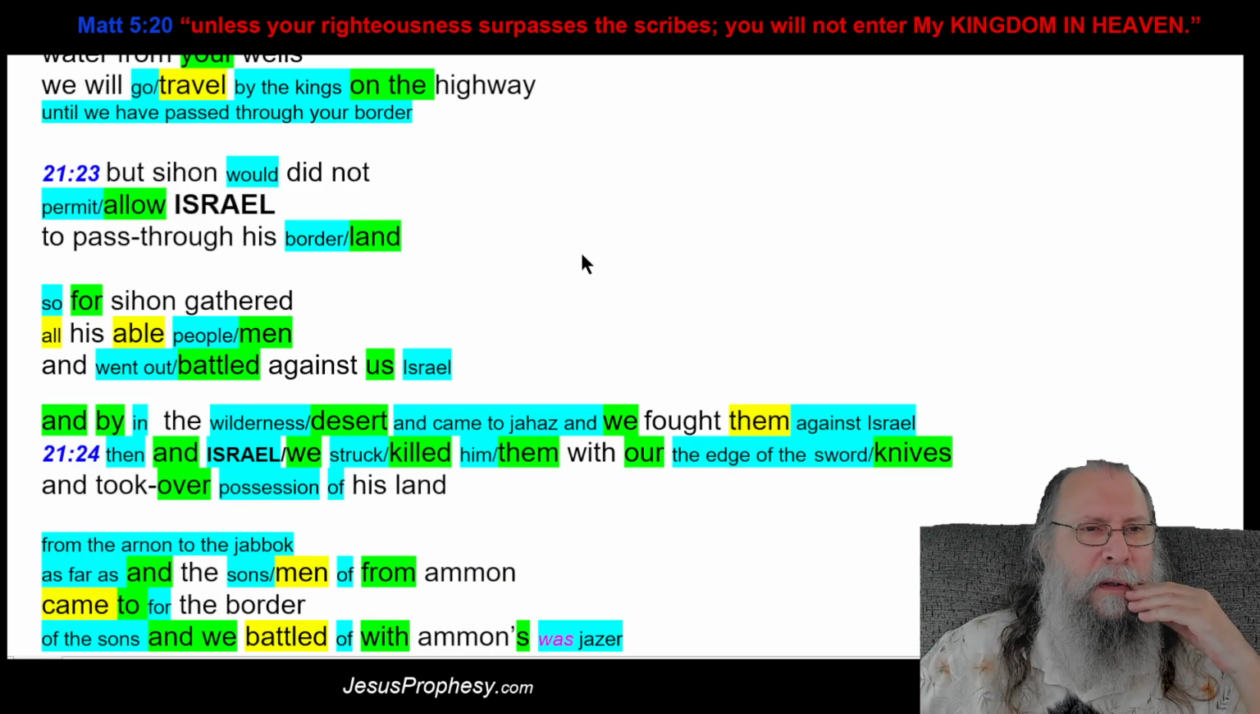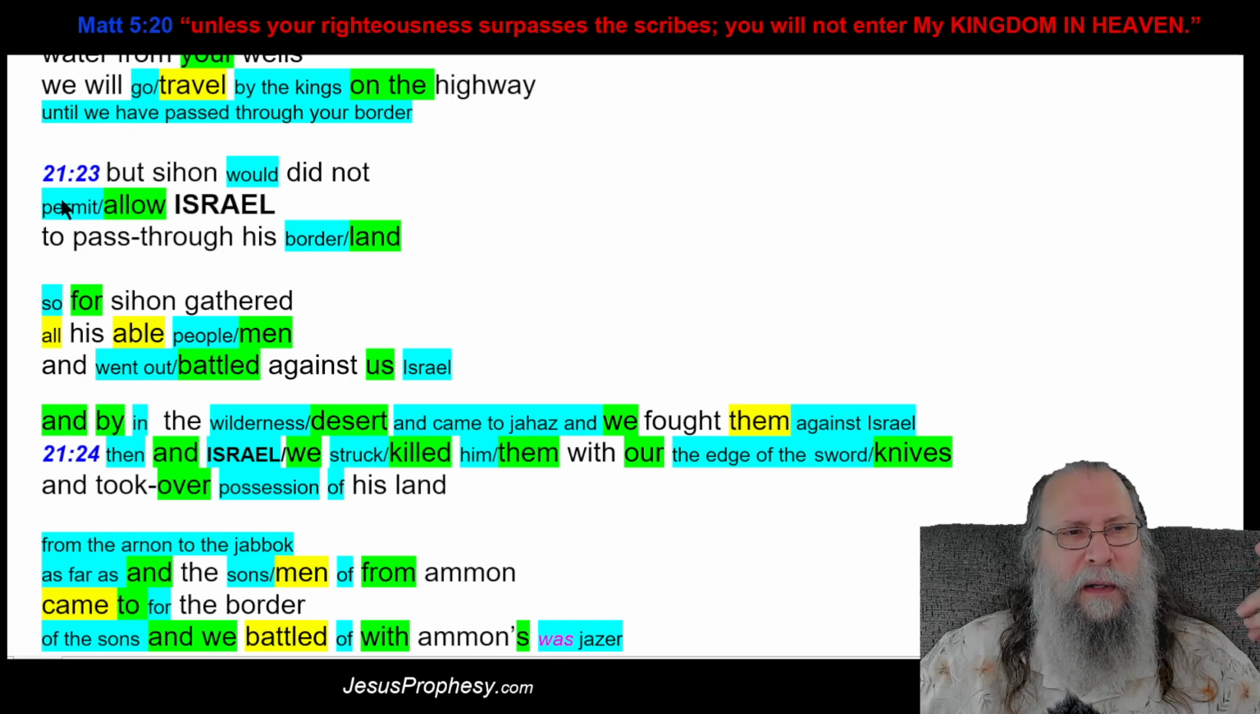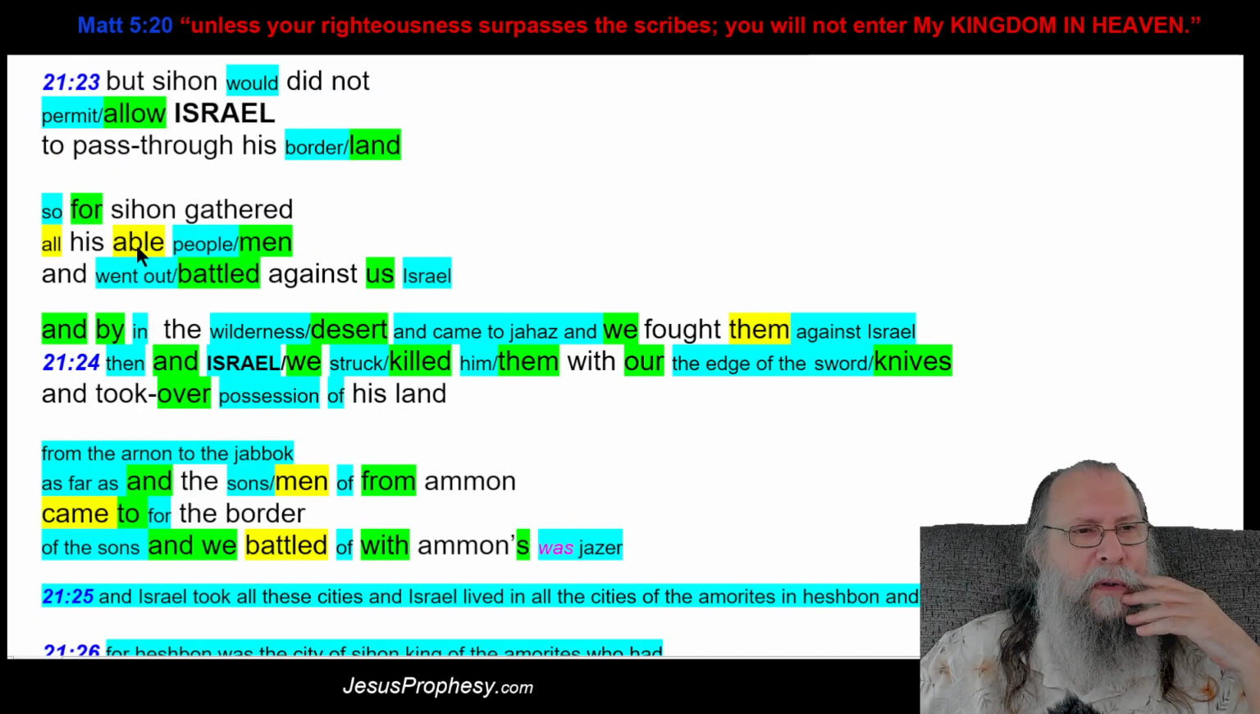And that permit did not allow it. So the thing here is I think that's close enough to say, I don't need that to be mentioned. Add the words able men to battle against us.